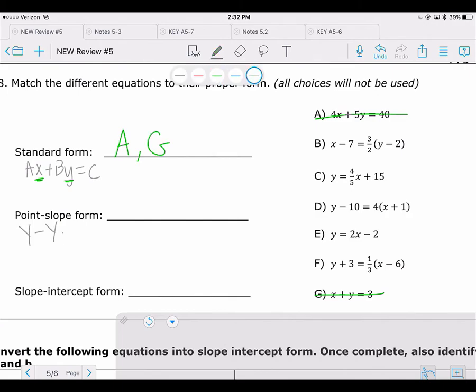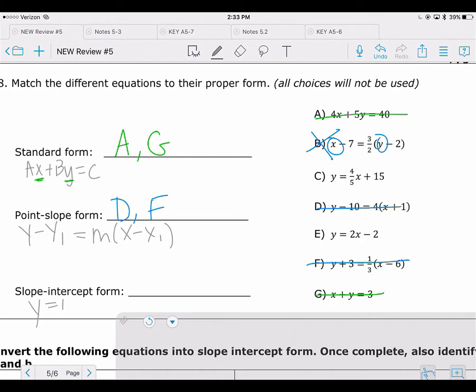Point slope is y minus y1 equals m times x minus x1. So I'm looking for my y minus y. D would be one: y minus y equals m times x minus x. And F, y and then m and x. Notice that B would not be one because x and y are flipped.